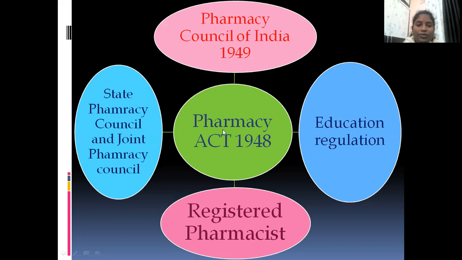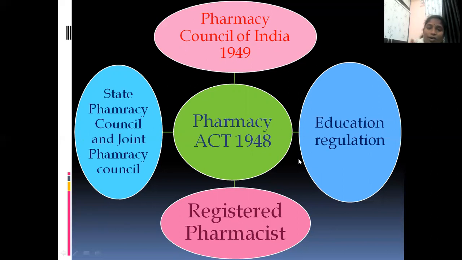So, the Pharmacy Act 1948 mainly deals with five very important topics: the Pharmacy Council of India 1949, registered pharmacists, education regulations, the State Pharmacy Council, and the Joint Pharmacy Council. These are the things we are about to study. So the Pharmacy Act mainly deals with these concepts.